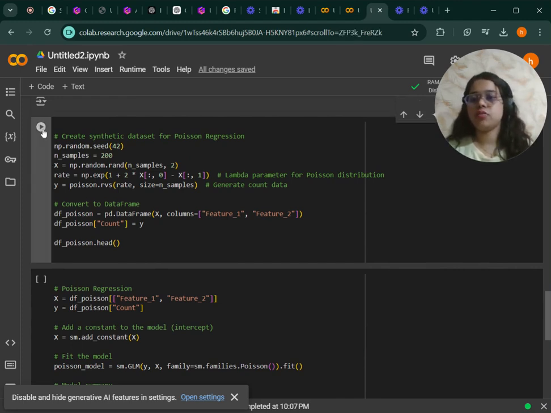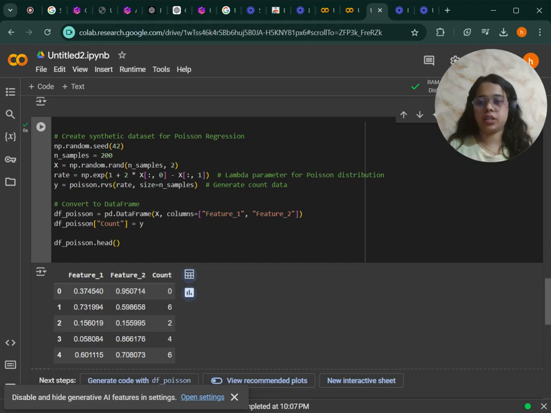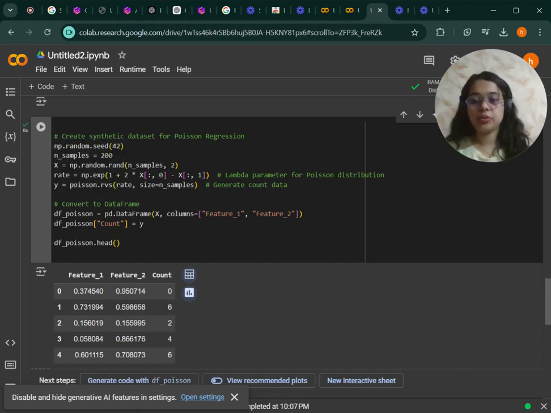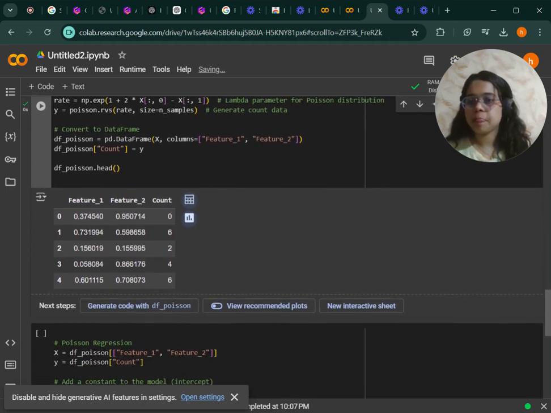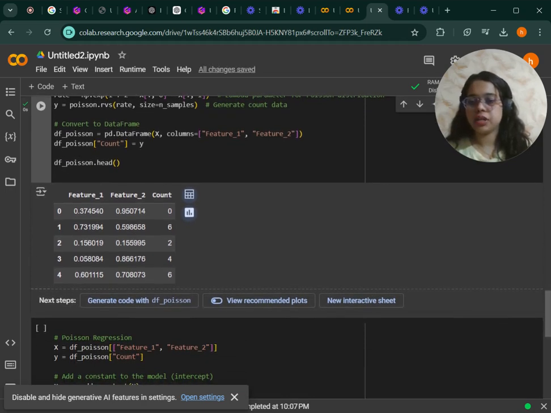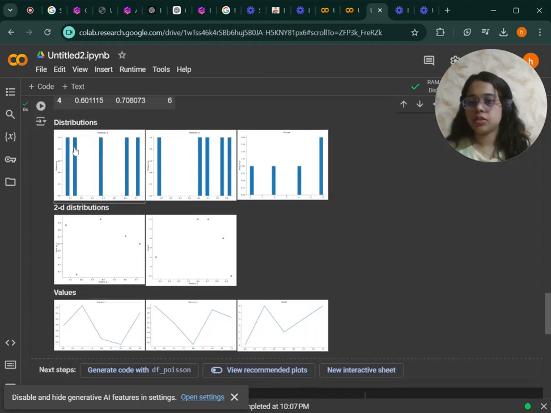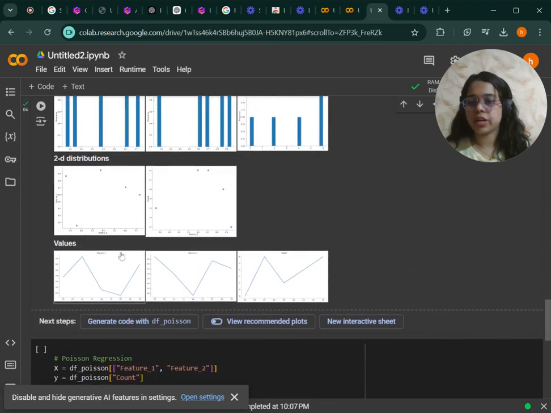So here also we have randomly initiated data. Now creating n samples, we have created 200 samples of it, and then the features and the count, and then we are converting it into a data frame. Here you can see the data frame and also the statistical analysis of the distribution, that is the distribution, 2D distribution, and its values.